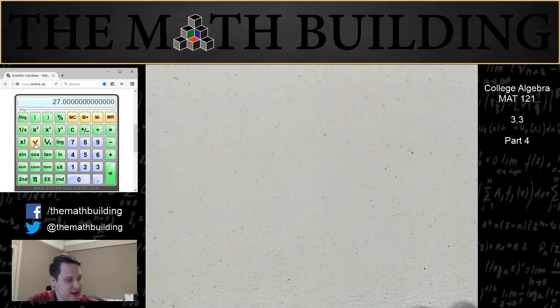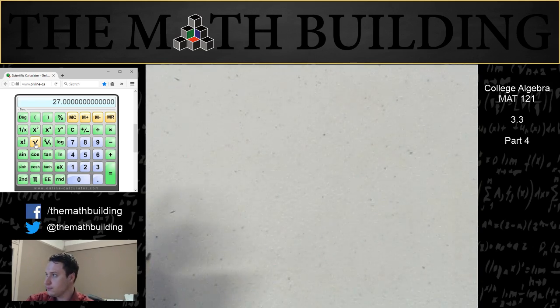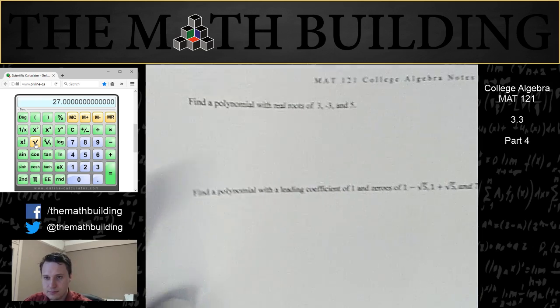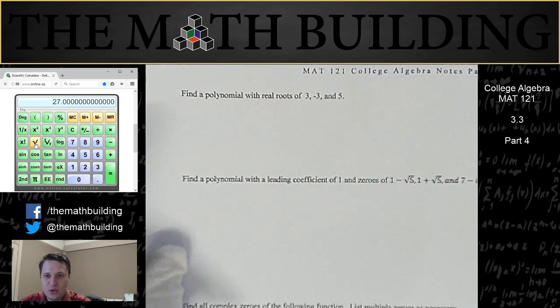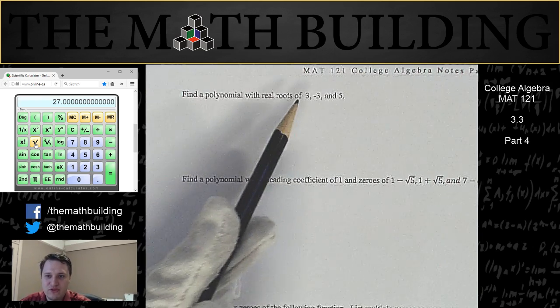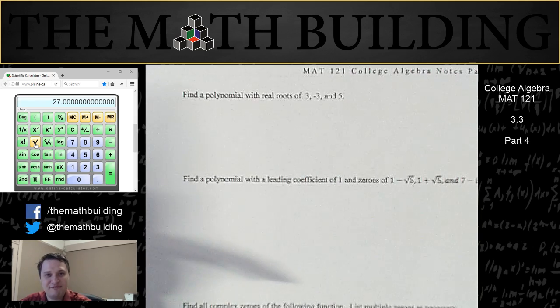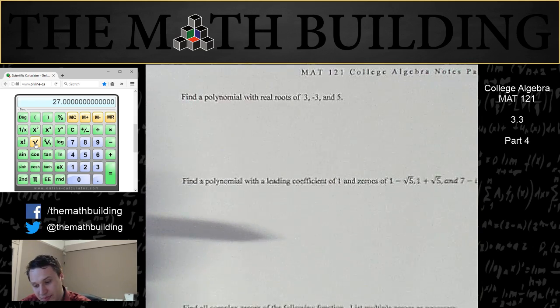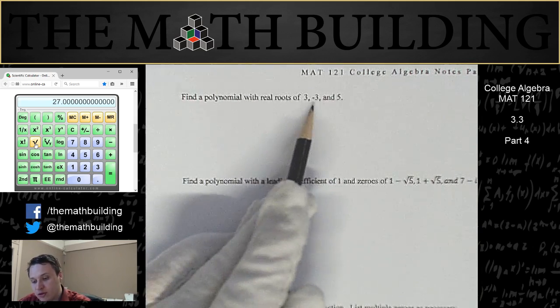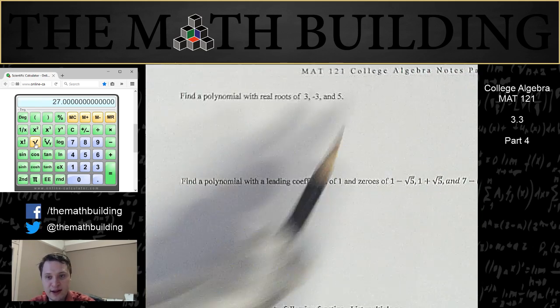So let's move on to the next page. This one's going to be cool. Find a polynomial with roots of 3, negative 3, and 5. Well, if a polynomial has those three roots, we know how to write it in factored form.